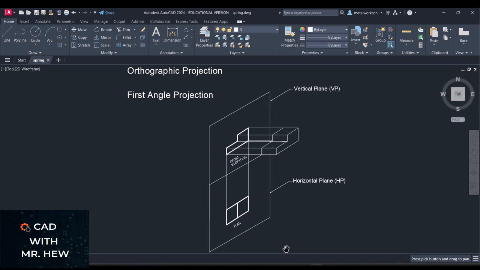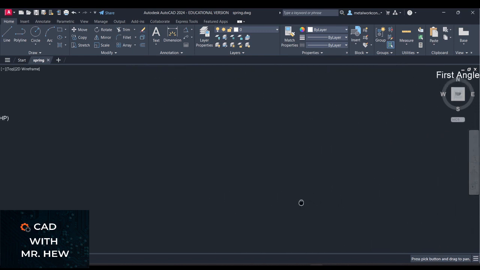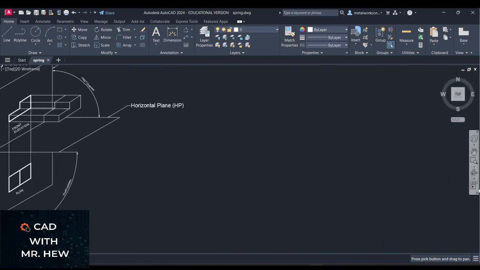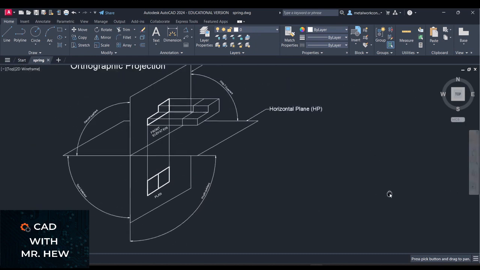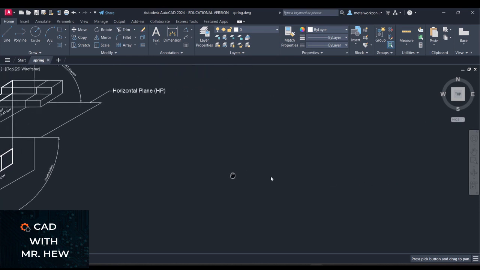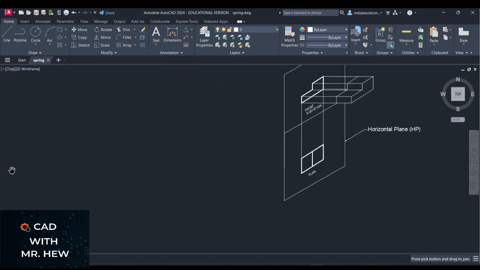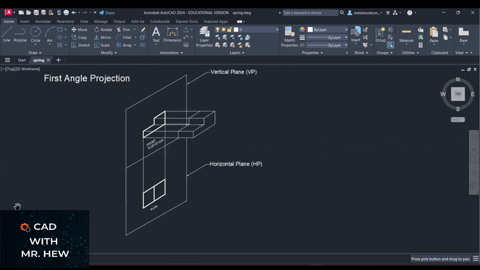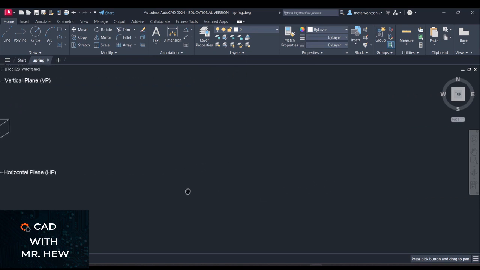The first angle projection is a two-dimensional drawing. So what I've done is show you how it would fold down. There we had the horizontal plane, which would be folded down, and this is what the drawing would look like. All right, so that is first angle projection.